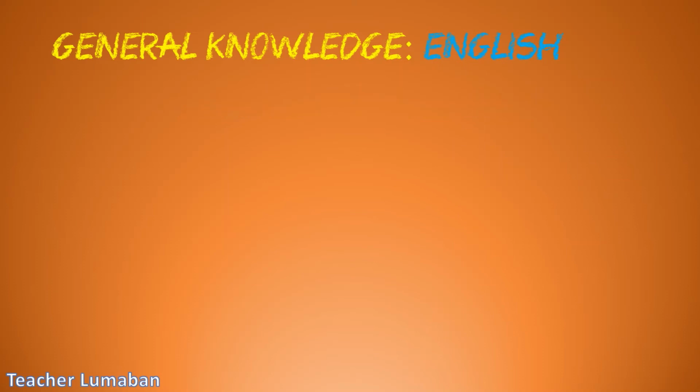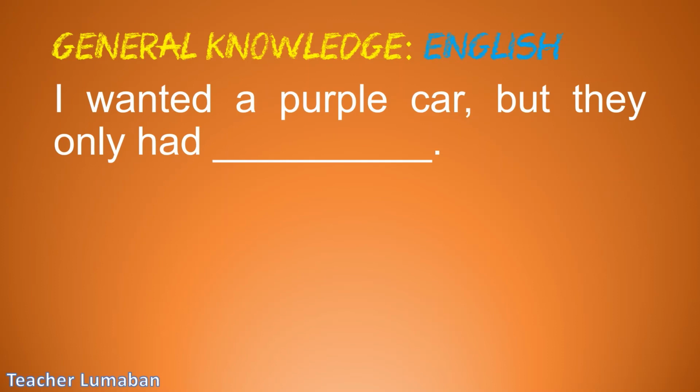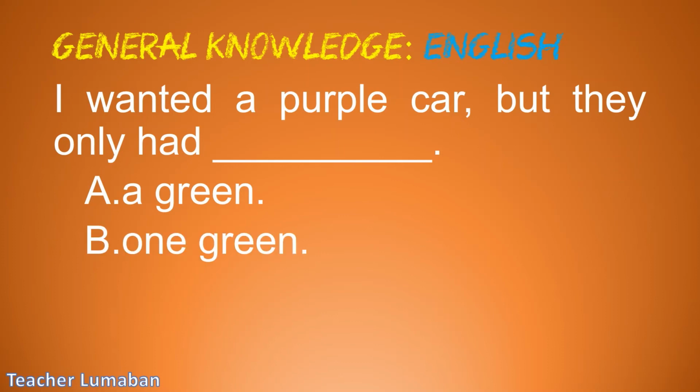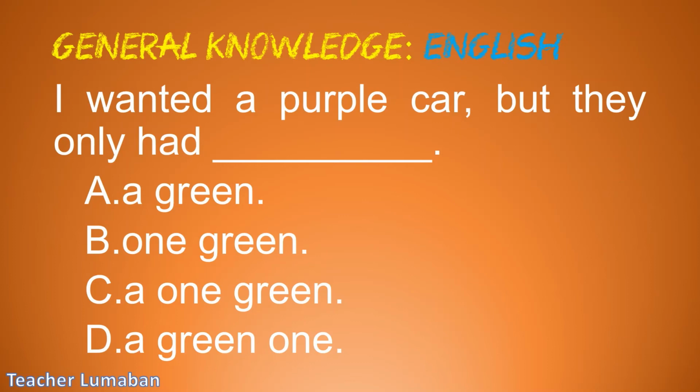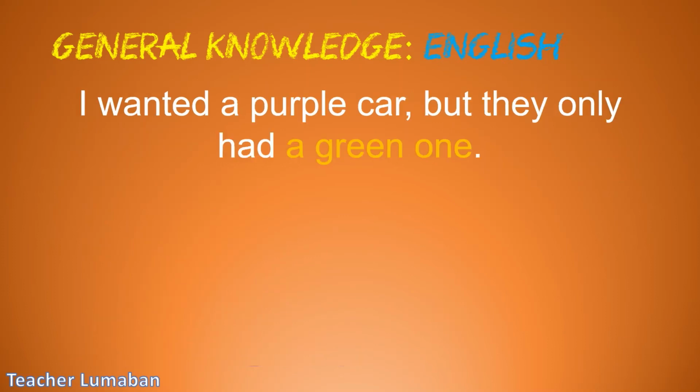I wanted a purple car, but they only had blank. Letter A, a green. Letter B, one green. Letter C, a one green. Letter D, a green one. Choose the suitable answer to the following choices in 5 seconds. 5, 4, 3, 2, 1. The correct answer is letter D, a green one. I wanted a purple car, but they only had a green one.